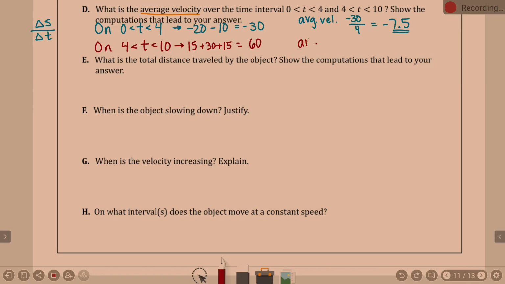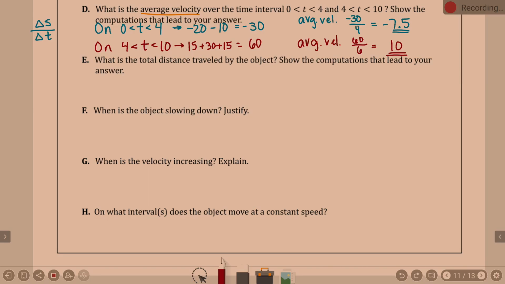And so my average velocity in this case is the 60 divided by 4, which is 15. Okay, wait. Try this again. 4 to 10 was 6, and 60 divided by 6 is 10. Better? I'm glad you guys have mathed.